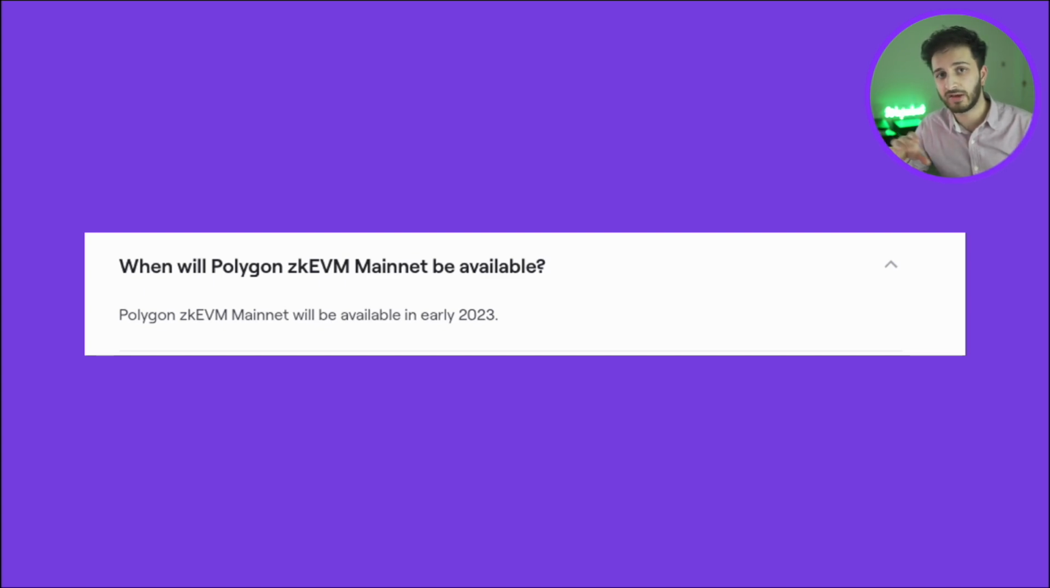The testnet is available right now, and I've seen thousands of users use it already. Polygon ZK EVM mainnet will be available early 2023. That's what I found on their website.